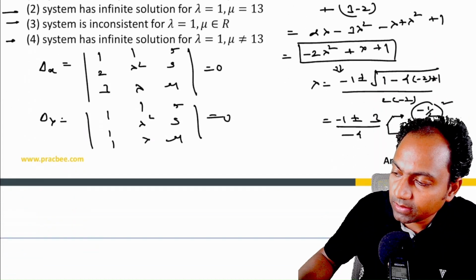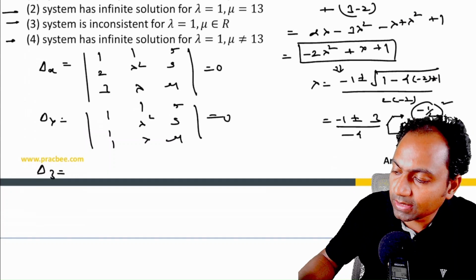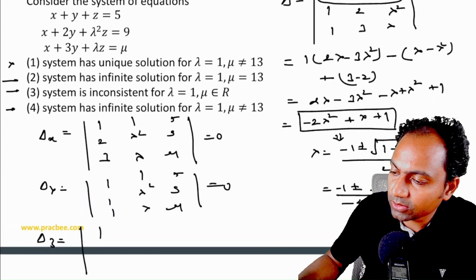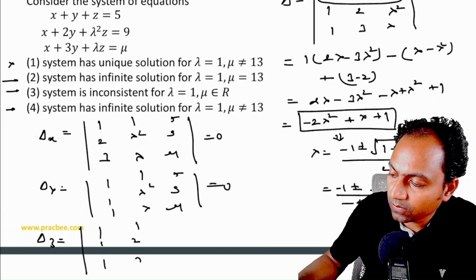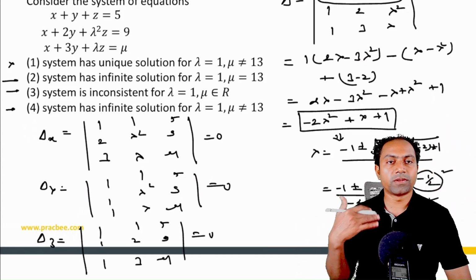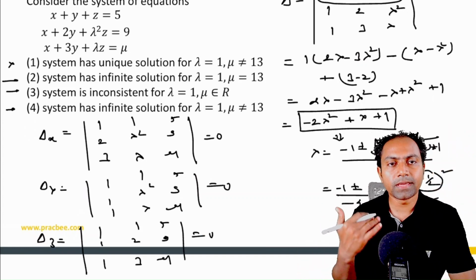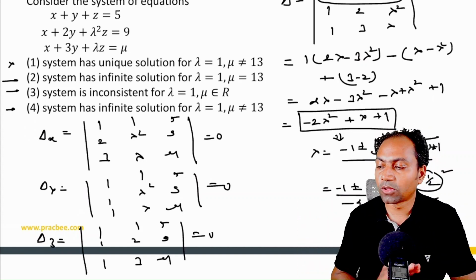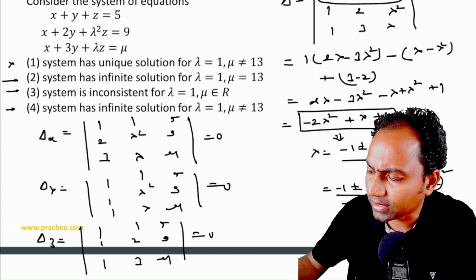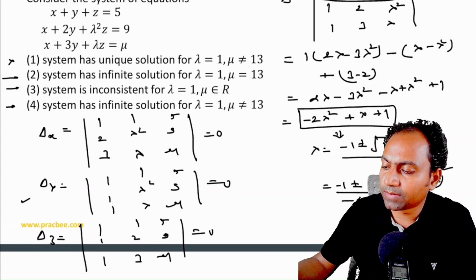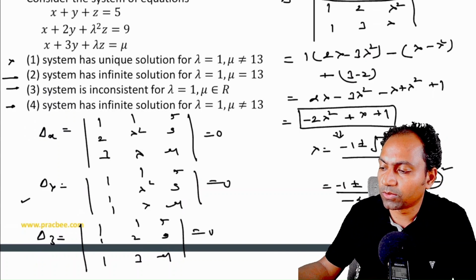And for delta z, the z part we will leave. It is 1, 1, 1, 1, 2, 3 and 5, 9, mu. If all of them are 0, it will have infinitely many solutions. And in the case that one of them is not 0 for some value, then it will not have infinite solutions. You can see here that if I just put lambda equal to 1, this delta y is becoming 0. So lambda equal to 1 is an important value.